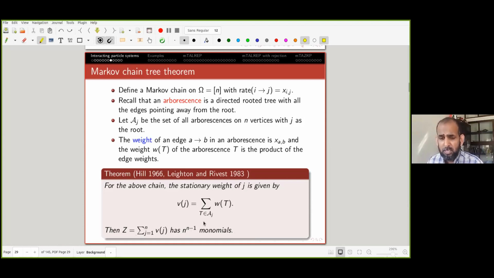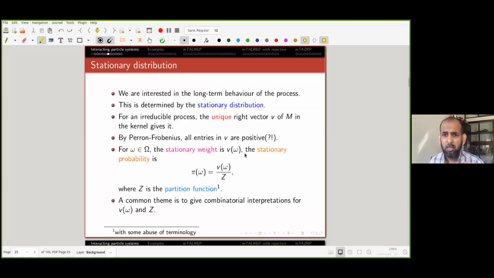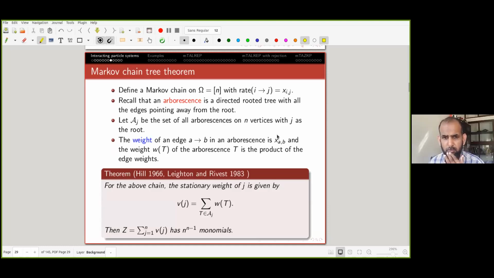So the point of this is that v is now a polynomial in the rates with non-negative integer coefficients. So that's what it means when I said v is positive, the entries in v are positive. Okay.